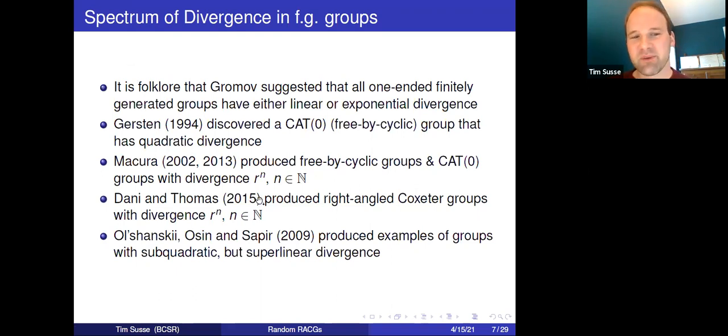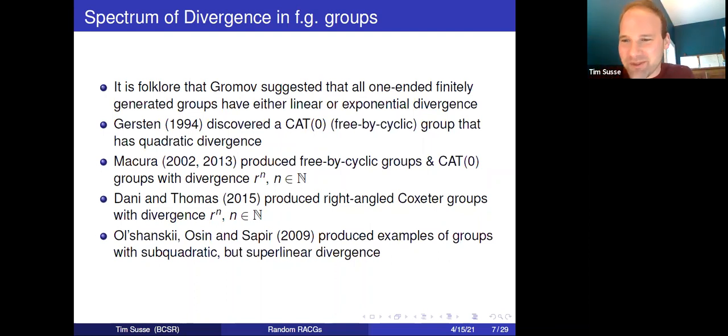Going in that same vein, Macura in 2002, and then a second result in 2013, proved that there are free-by-cyclic groups and CAT(0) groups where the divergence is r to the n for any natural number n. So Macura produced polynomial divergence of arbitrary degree. And Dani and Thomas independently produced right-angled Coxeter groups that have a divergence of arbitrary degree. Okay, thanks, Jason. Yeah, so Jason pointed out that it's not a folklore question. It was asked in Gromov's paper, Asymptotic Invariants of Infinite Groups.